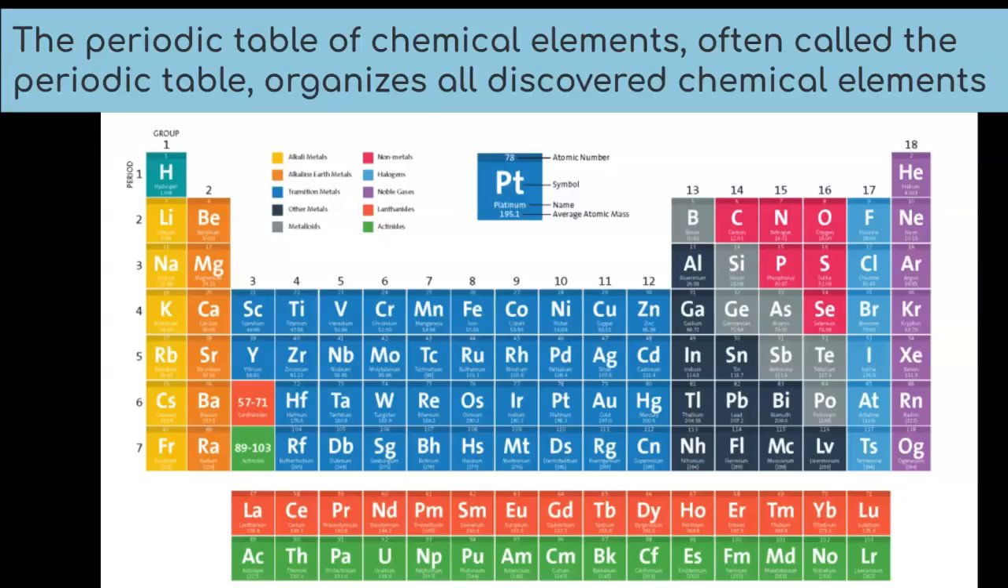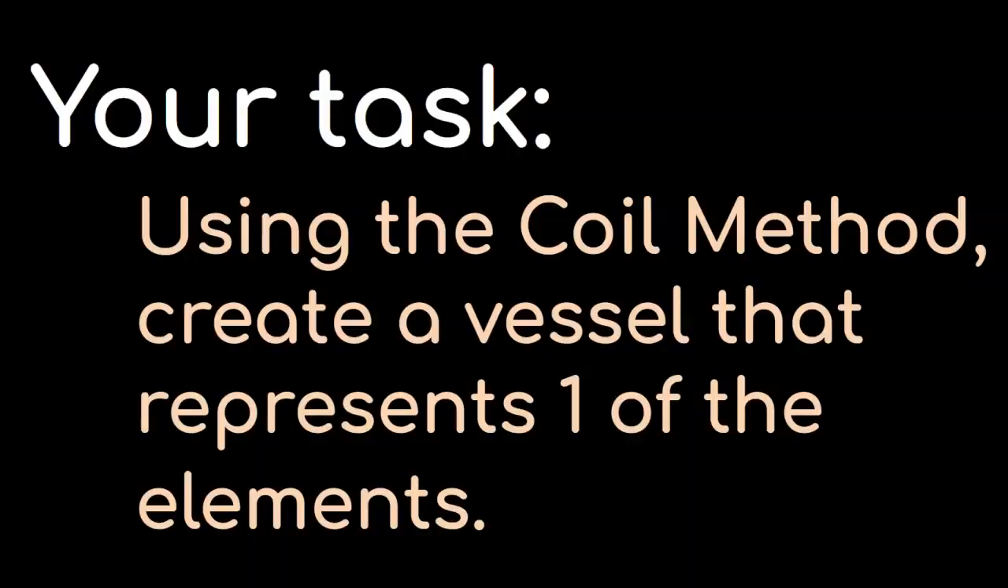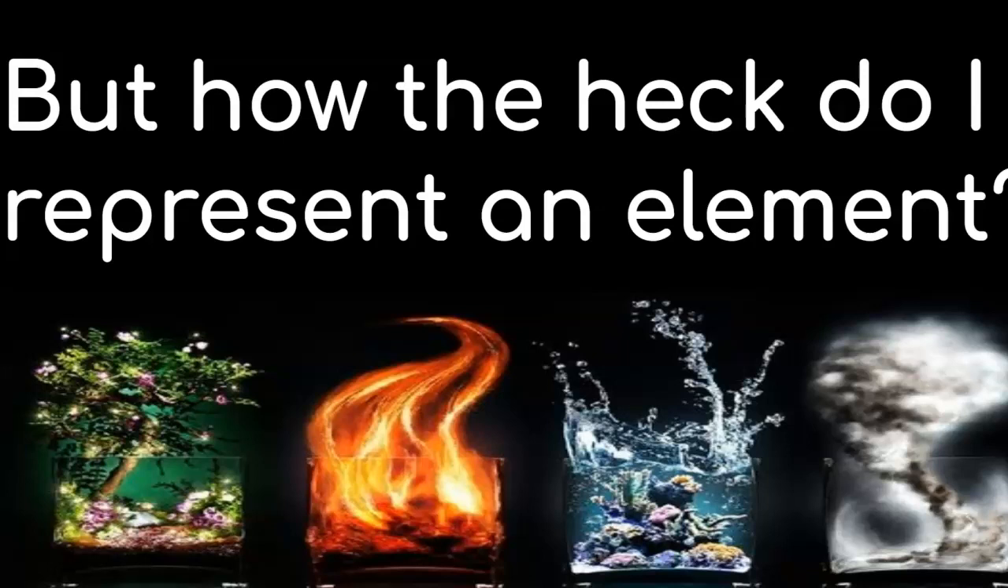In chemistry, you learned about the periodic table. The periodic table of chemical elements, often called the periodic table, organizes all discovered chemical elements. Now, your task for this assignment is to, using the coil method, create a vessel that represents one of the elements. So you'll choose one to research and create a clay project based on that element.